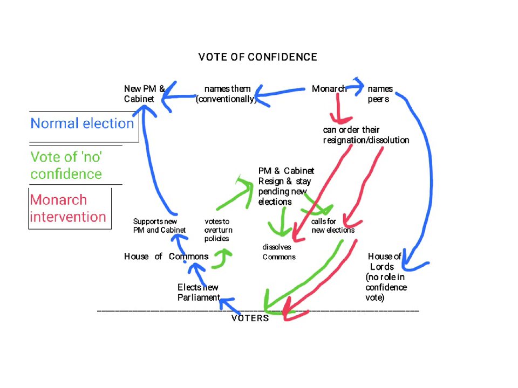In addition, the monarch is also responsible for naming peers to the House of Lords. We won't be going into them in too much depth today, but they are similar to an upper house of the legislature. However, they have very little power in any way to affect legislation. As long as the government, the Prime Minister and the cabinet, maintain confidence, they can continue to rule.